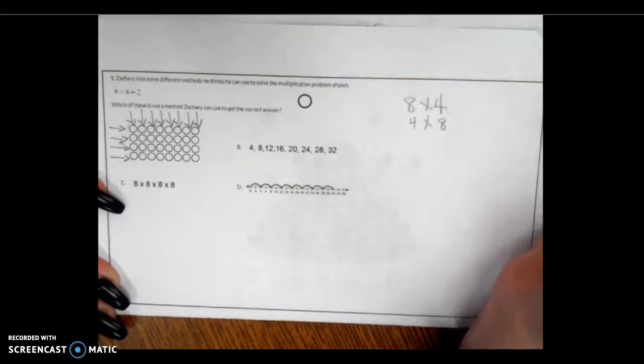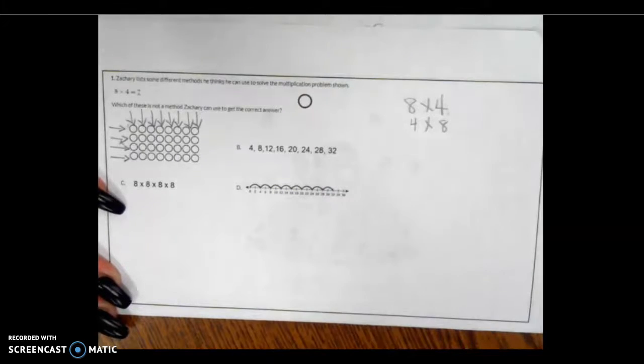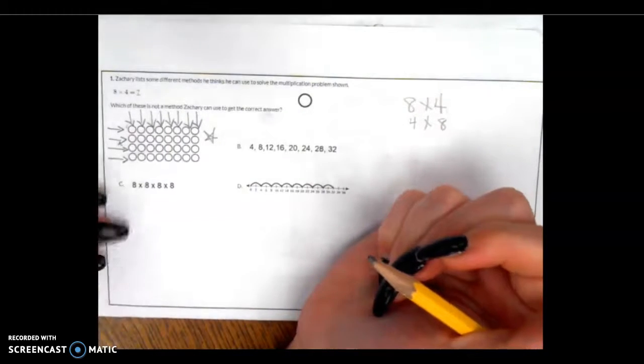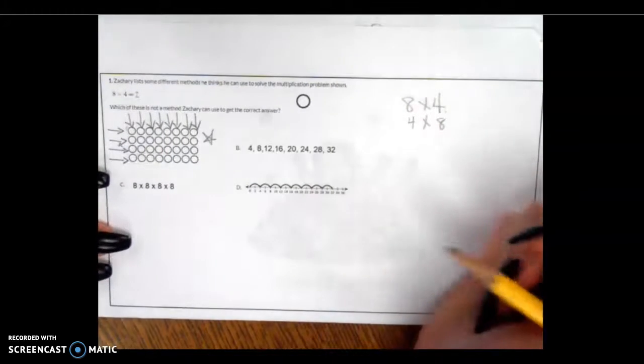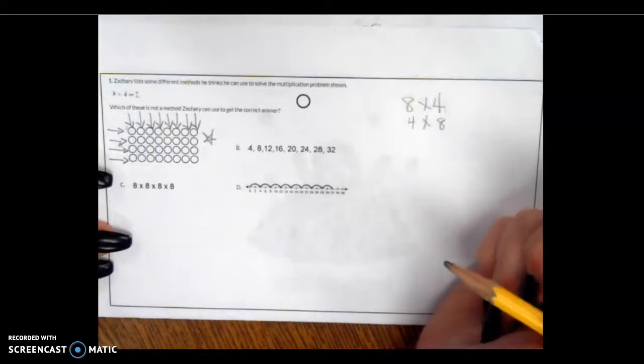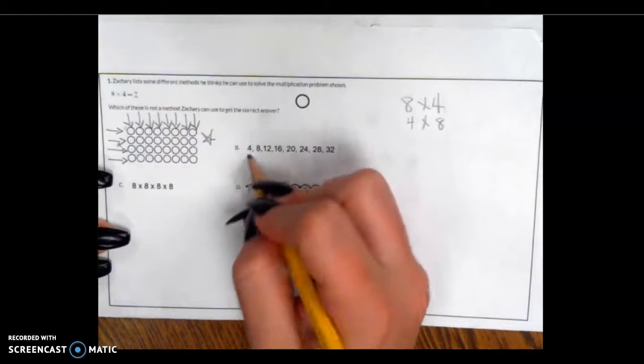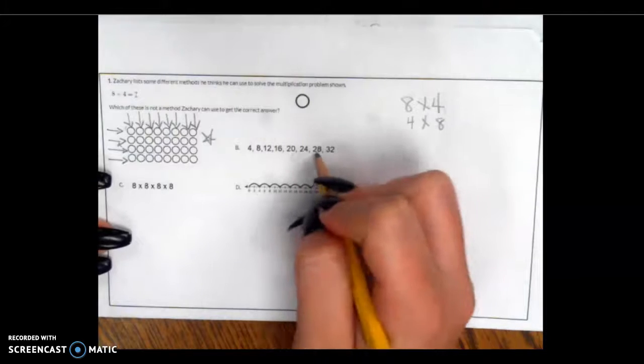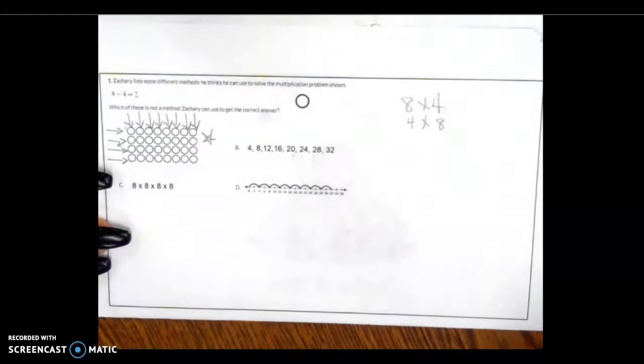So, boys and girls, 8 times 4 and 4 times 8 is the same thing. So A is a possibility. But since we're responsible mathematicians, we're going to see what B looks like for this equation. B says 4, 8, 12, 16, 20, 24, 28, 32. What is this an example of?